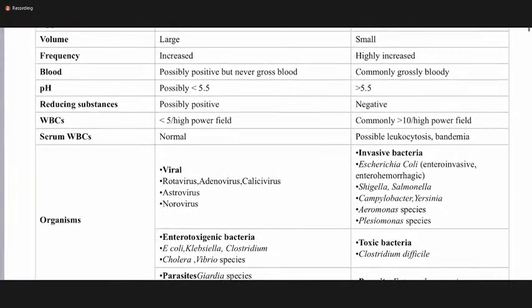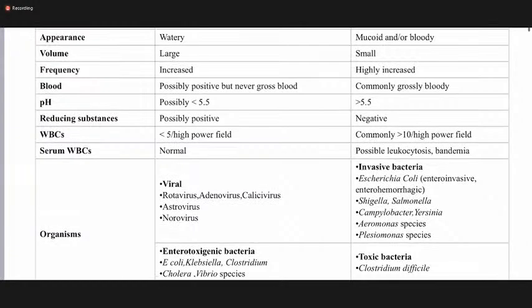Then the other characteristics which one may be able to look for. So not always there, but reducing sugars may be positive, especially if the small bowel is affected. And in the large bowel, when you have mucoid and bloody stools, you're more likely to get a higher white cell count within the stool specimen. And when you see pus cells and a lot of white cells, then you know that this is most likely the large bowel getting affected.